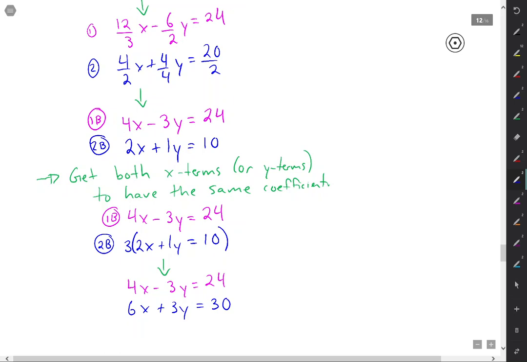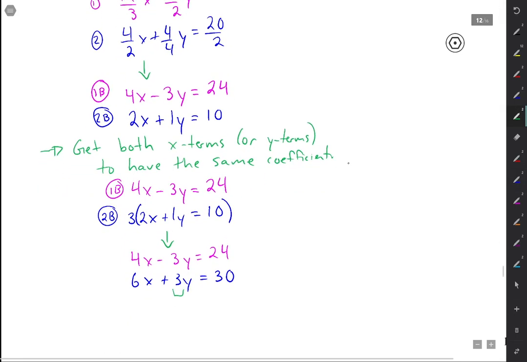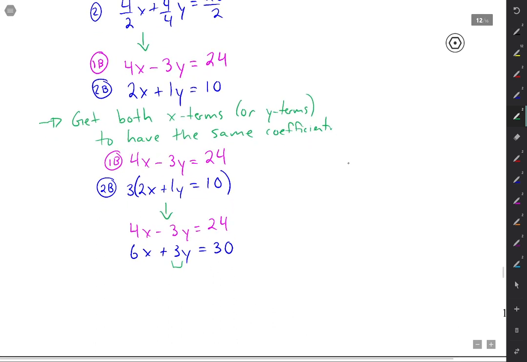So now we have the same coefficient in front of the y values. They're both the number 3. So now we can easily eliminate by adding the equations together this time. In the other two examples, we subtracted the equations, but you'll notice this time, if we were to add them together, we would have negative 3y plus 3y, and that would cancel them out. So we are going to eliminate y by adding the equations together.